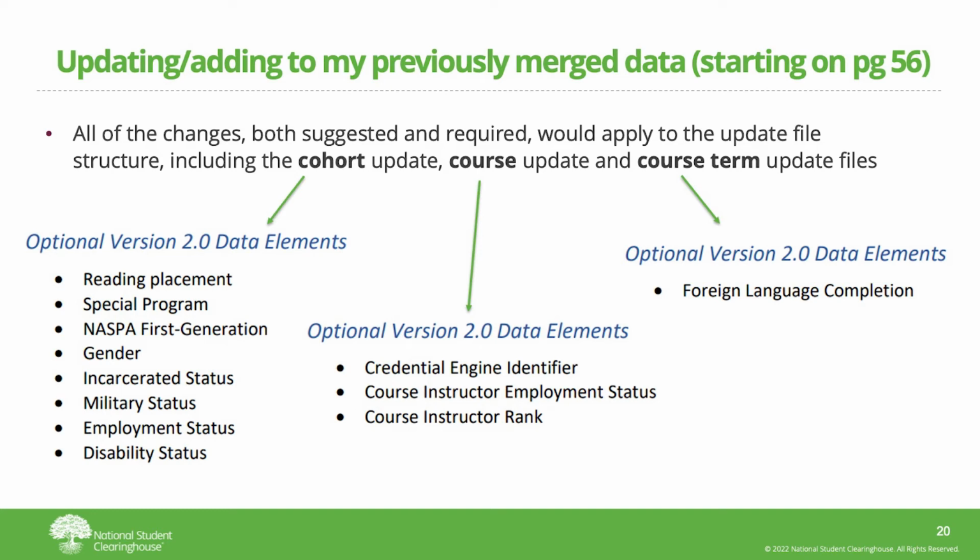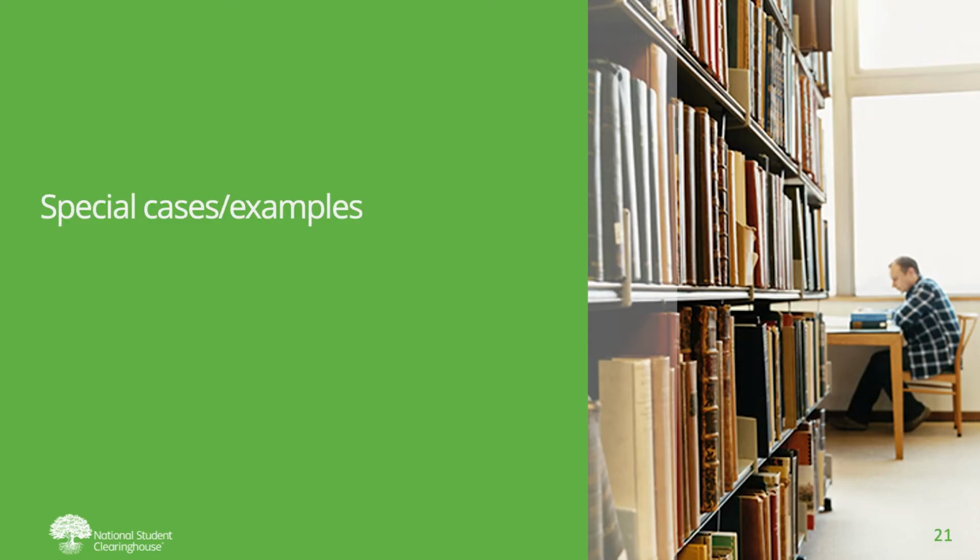But if you're trying to provide or update the foreign language completion, it would go through the course term update files. So just something to acknowledge about figuring out where that data actually sits within this update process is important. And again, I will go through an example of what I do if I'm trying to update my data previously submitted. I was trying to unpack the basics, and hopefully some of these special cases will help you understand for your institution what you're potentially intending to do and what you need to do to actually do this successfully.